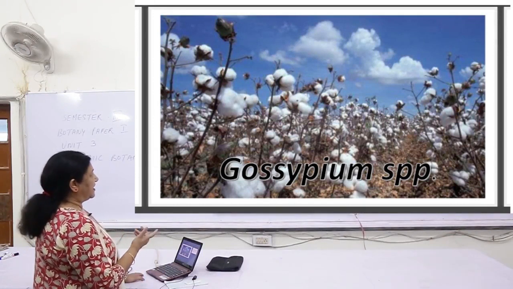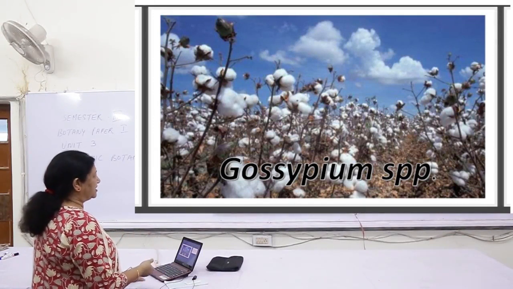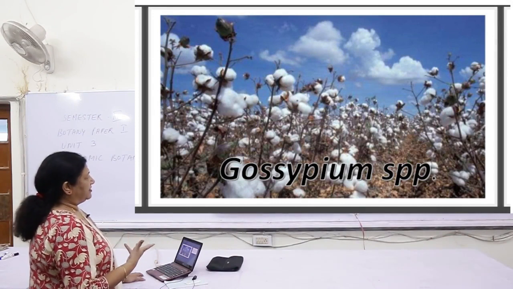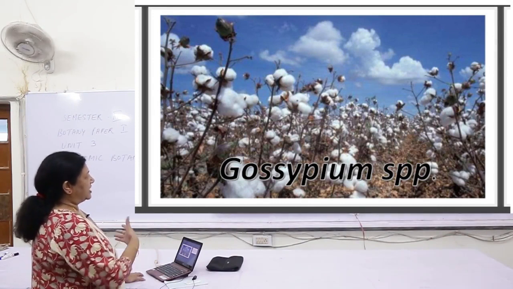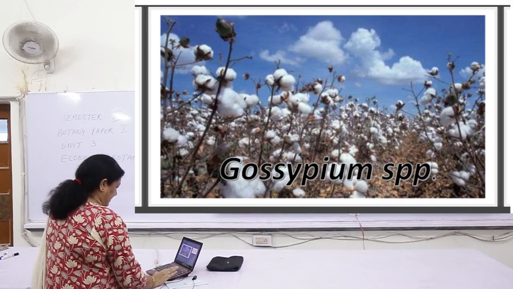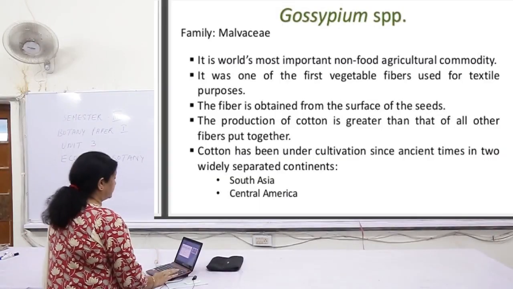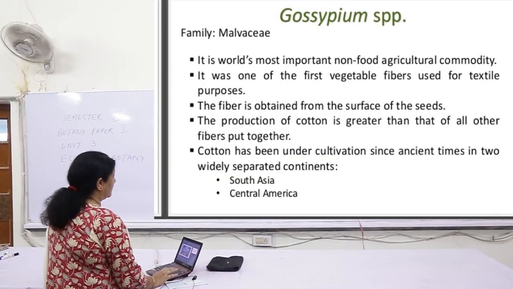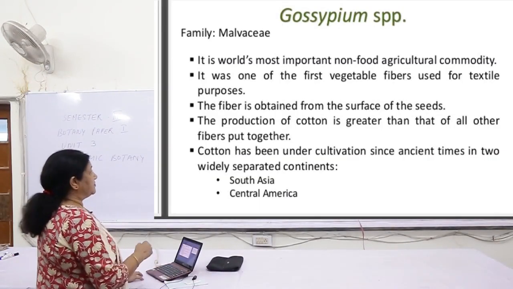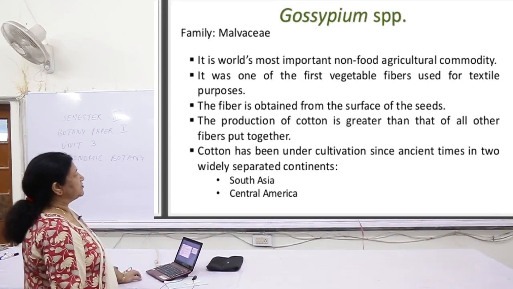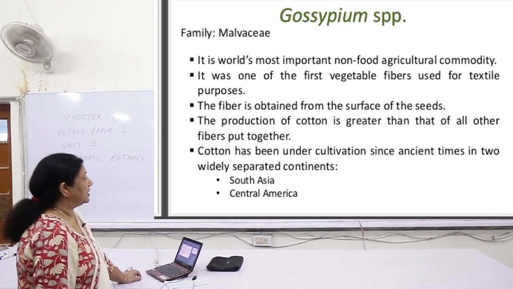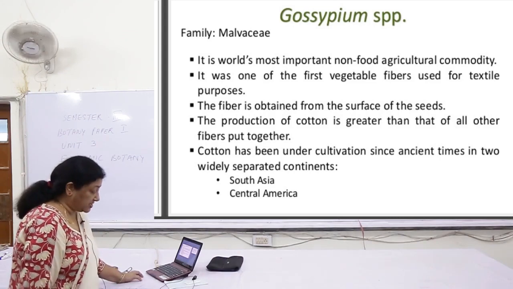Now this is the cotton fiber. You all see this plant, Gossypium species. When it ripens, the fruit splits, and all this cotton is in the air. Now Gossypium species, we are talking about the surface fiber, Gossypium, that is the cotton. This belongs to family Malvaceae.